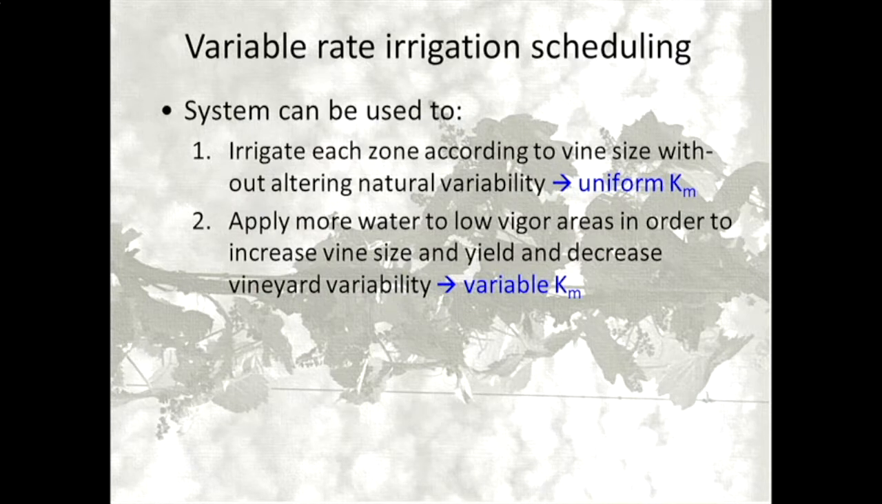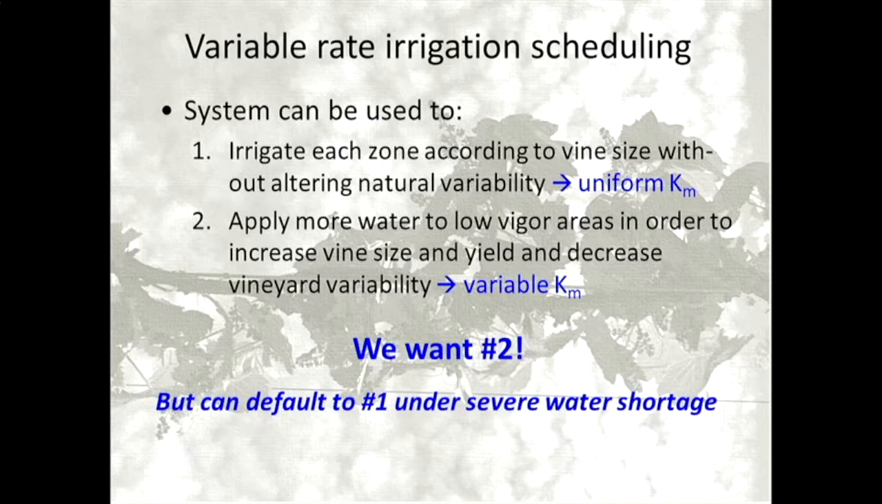And this system can be used to irrigate according to vine size. So you give your small vines small water, your big vines big water, something like that. Or you can apply more water to low vigor areas, try to build up the capacity, and try to increase the yield and decrease the variability. We think if we can, without planting another acre, drive up maybe the bottom 30% of the histogram into at least field average, these kinds of systems will pay for themselves in the long run. So we would like to go for number 2, but if we have to, number 1 is a viable option.